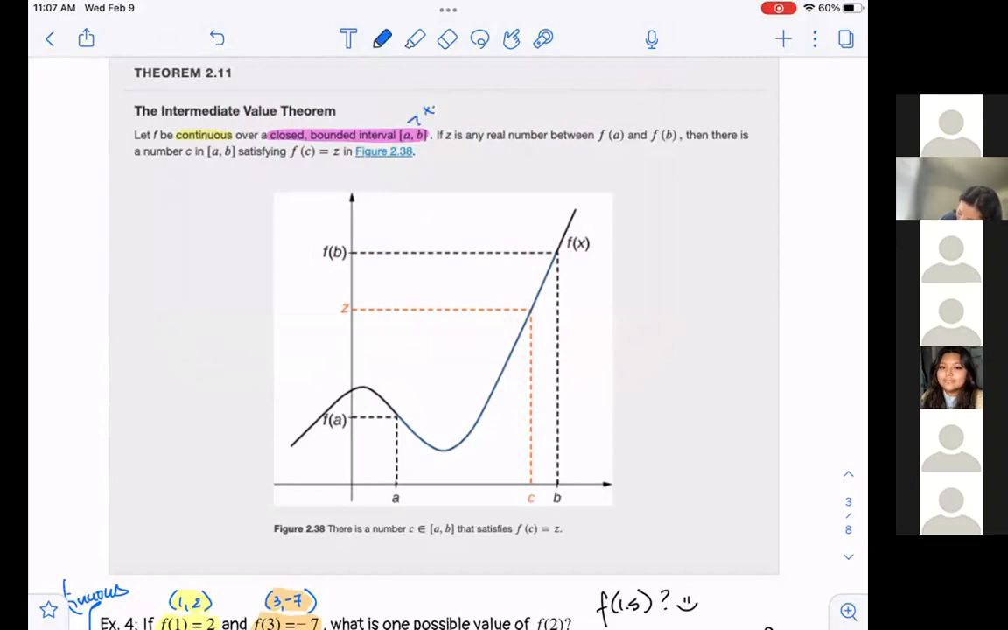And I might even write here, if it's not fully stuck in my brain yet, a and b are x values. So when I see that, I want to be thinking that they're x values. And I want brackets because I want to be able to include them. And the word bounded just means no infinity or negative infinity in the brackets. That's all that means. Okay.